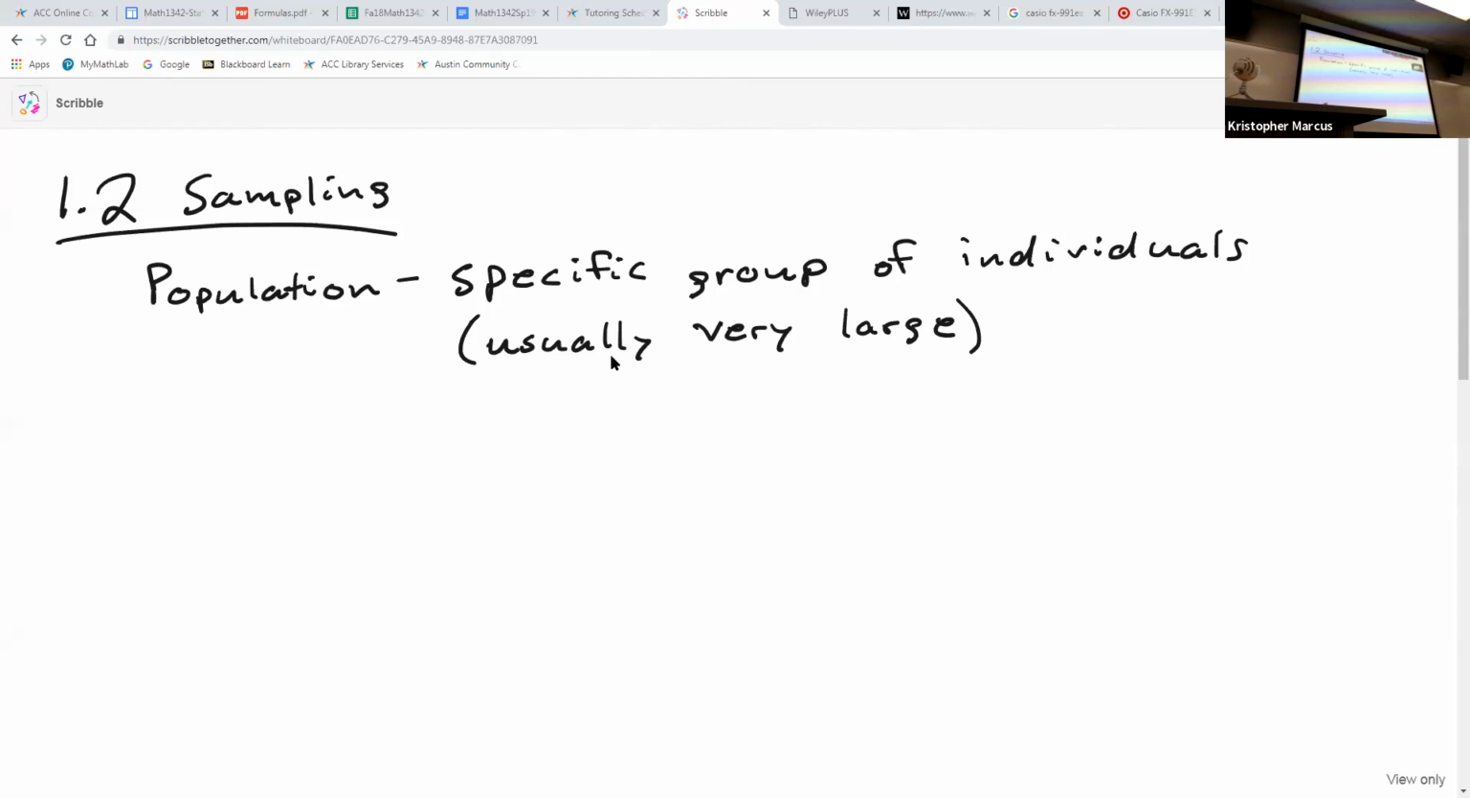Anybody else need to put their name on this attendance sheet for today? Didn't put their name on it. Okay.